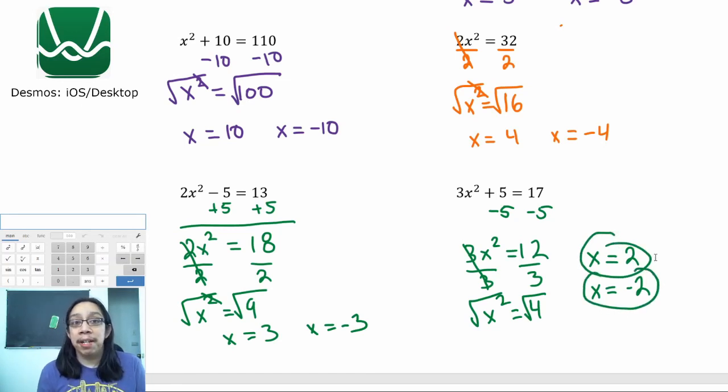So what's the big idea? The big idea is we want to try to keep the squared part completely by itself by any means necessary before we perform the square root. So if we have to subtract or add something, let's go ahead and do that first. And if there's anything we have to divide after, let's go ahead and do that next. And then if x squared is completely by itself, then we apply the square root, and we have to keep in mind the square root property, a positive and a negative.